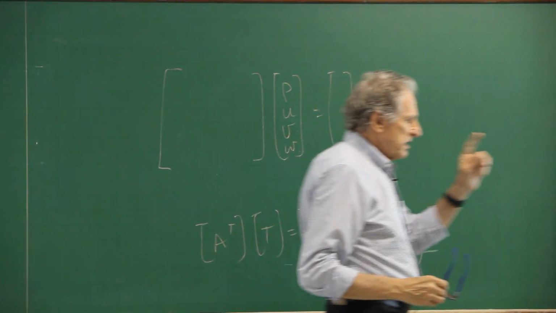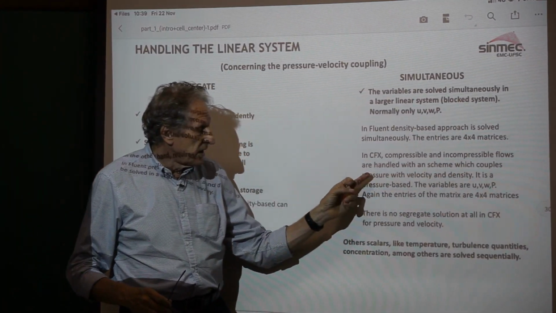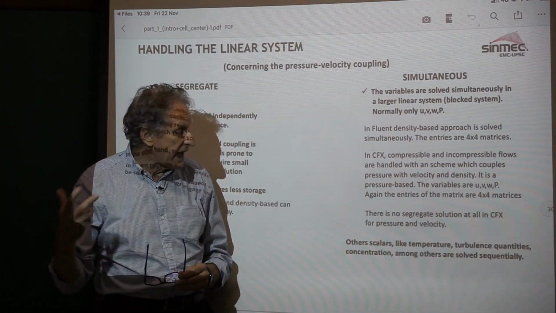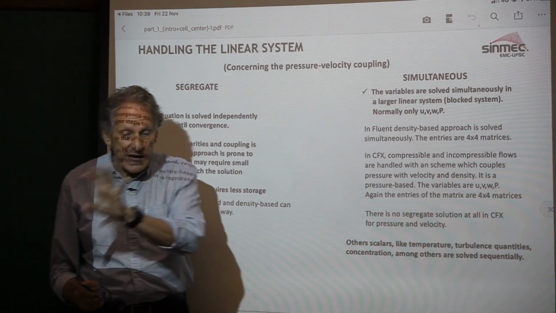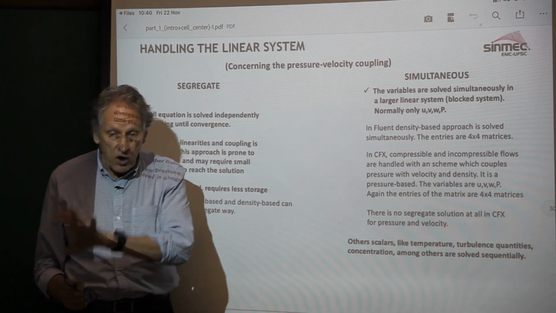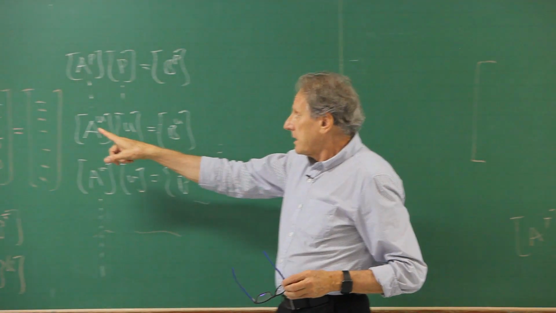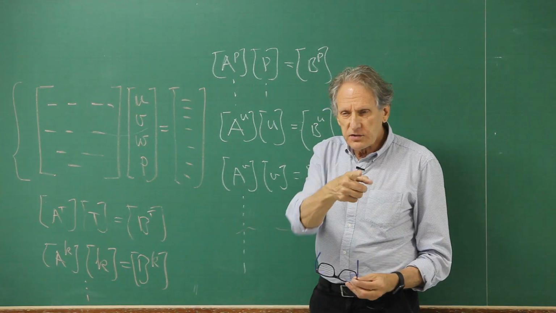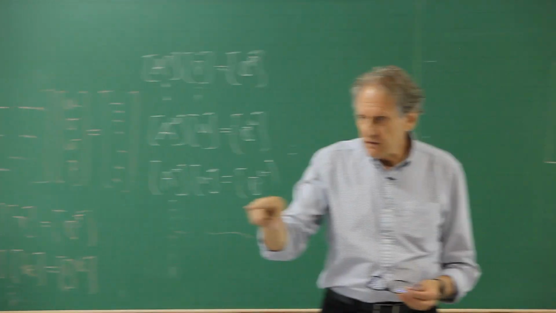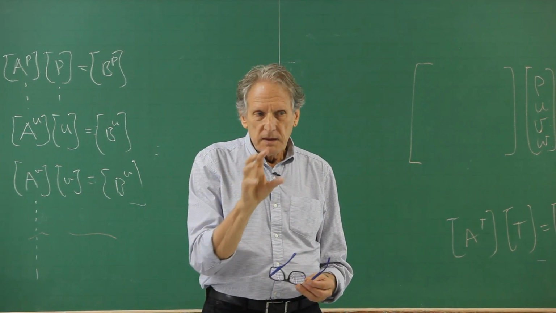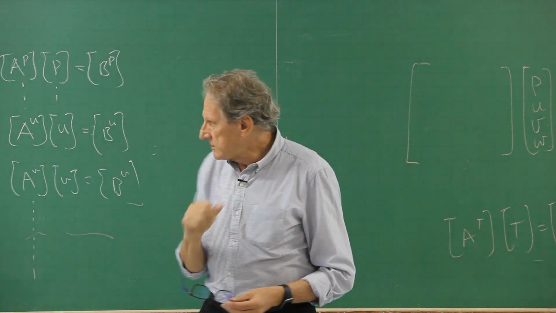In CFX, compressible as well as incompressible flows are handled simultaneously with a scheme which relates pressure with density and pressure with the velocity, and the equation continues to be pressure here. But then there is the scheme that I just talked about, which is in chapter 7 of the book, the pressure velocity and pressure density coupling. And then this is important.